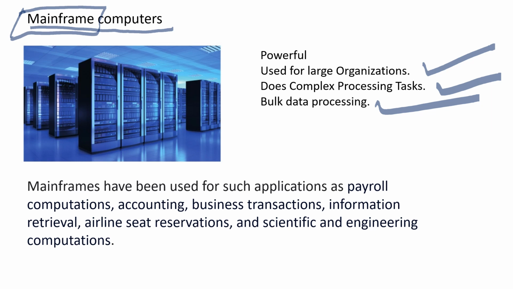Okay, so where are all these mainframe computers used? Business transactions, information retrieval, airline reservation systems, banks, hospitals which have branches around the world or more than one branch, they will be storing the client data or the customer data in a mainframe computer. So you can expect a question from this: which kind of computer do these organizations use?